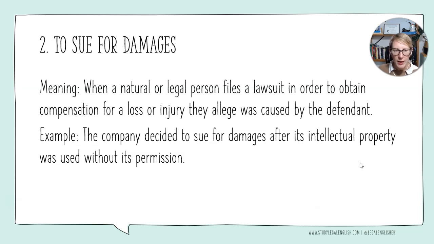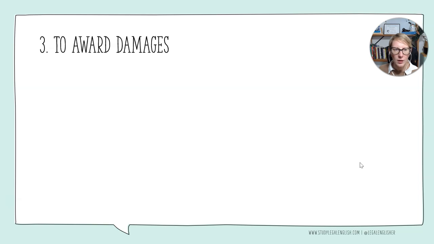So again, remember here, to sue for damages, you have to use the preposition for. You can't sue damages. And some people make the mistake of saying to pursue damages. My client pursued damages. It's simply not correct. Okay, so the correct collocation is to sue for damages. Let's have a look at number 3, to award damages.